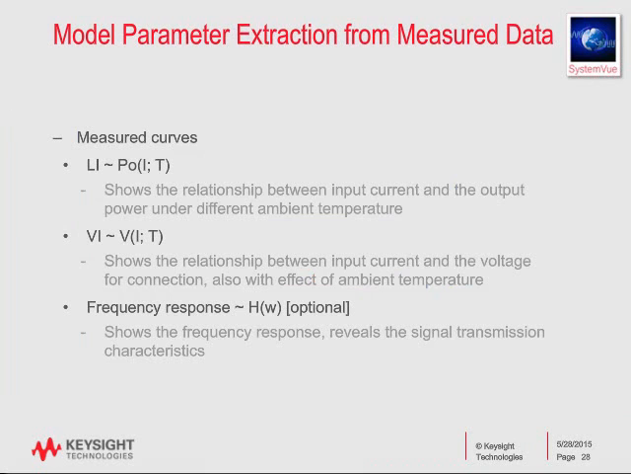So what do the measured curves consist of? There's the LI curve showing the relationship between the input current and the output optical power, and also at different ambient temperatures, and that's important for us to get the temperature dependence as part of the characteristic. Then there's the voltage current characteristic, also as a function of temperature, and then the H of omega frequency type response, which will also give you some idea about the bandwidth capabilities of the model.